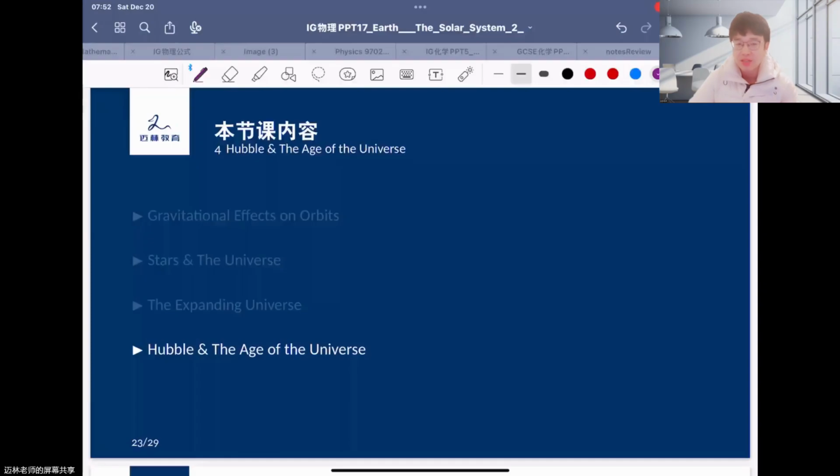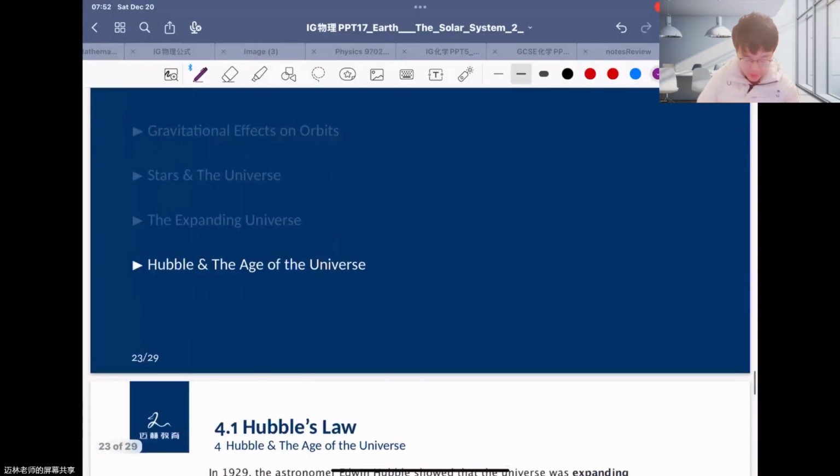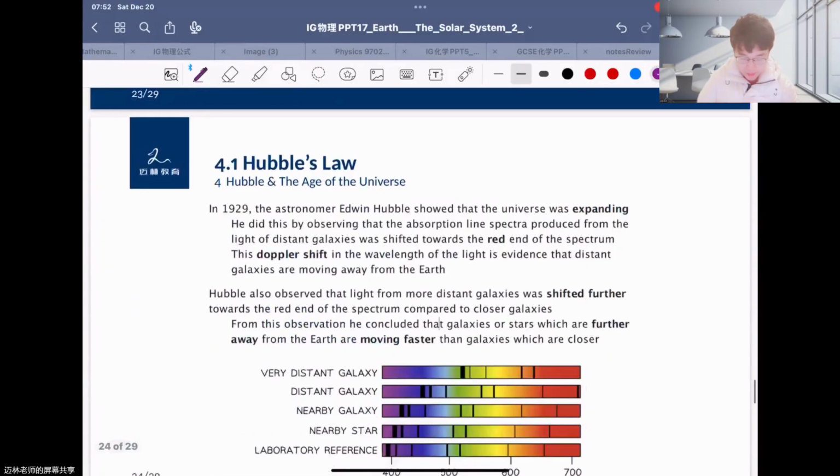Hello everyone. Today's topic is about Hubble's law and the age of the universe. In the last lesson we talked about the expanding universe. So this lesson we're talking about Hubble's law and the age of the universe. This tells us how to calculate the expansion of the universe. So let's move to the first part, about Hubble's law.